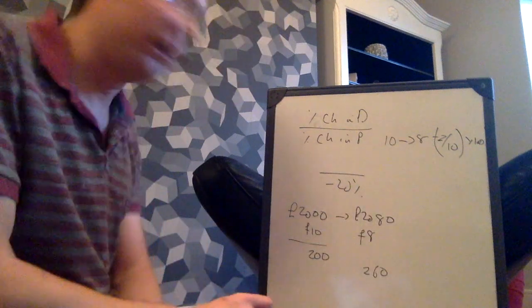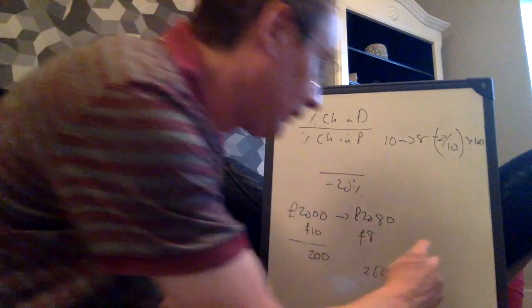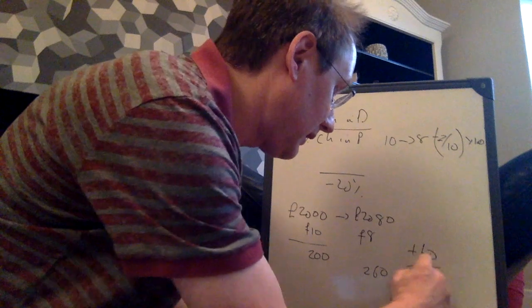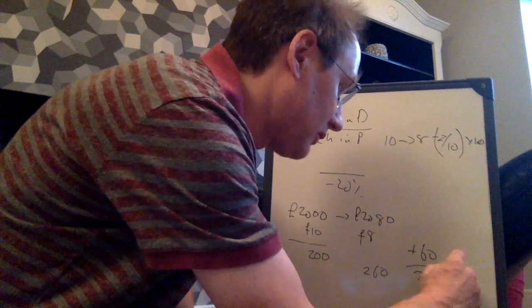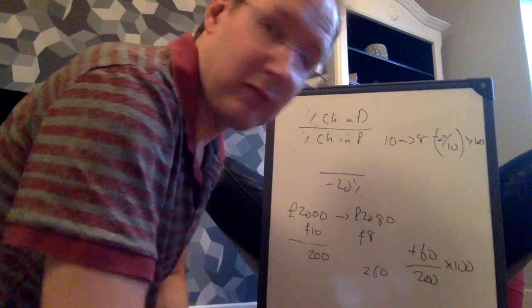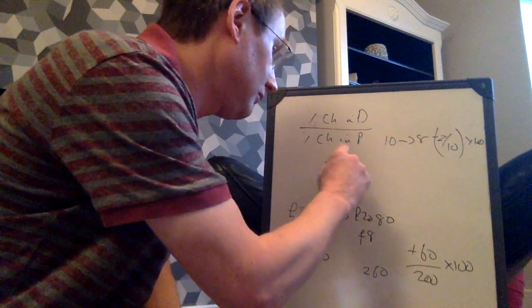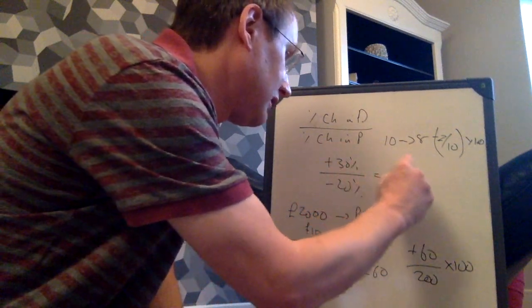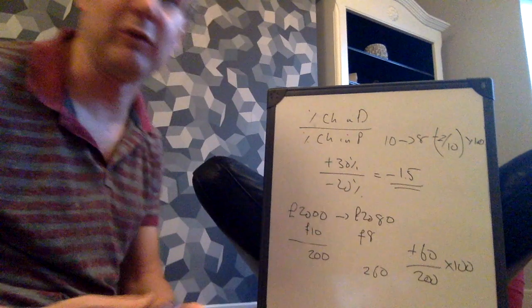That's right. So therefore, the percentage change in demand is plus 60 out of 200 times 100, which is plus 30%. Therefore, price elasticity of demand is minus 1.5.